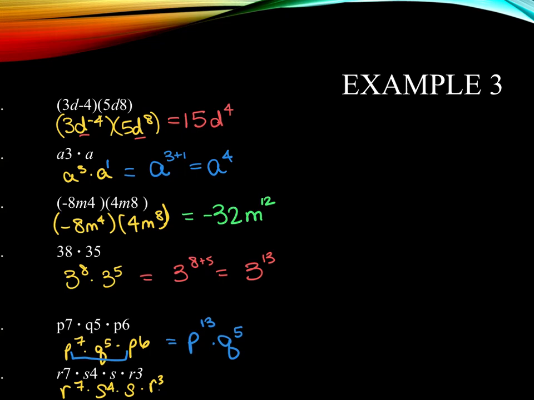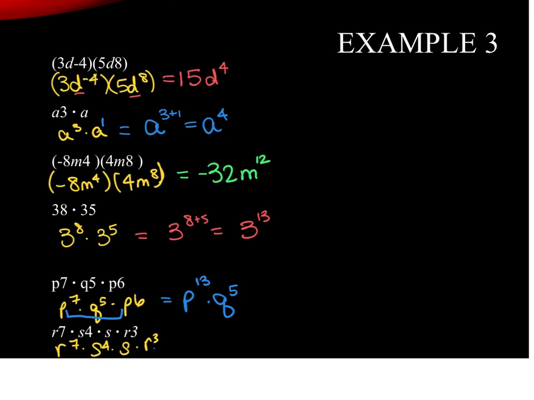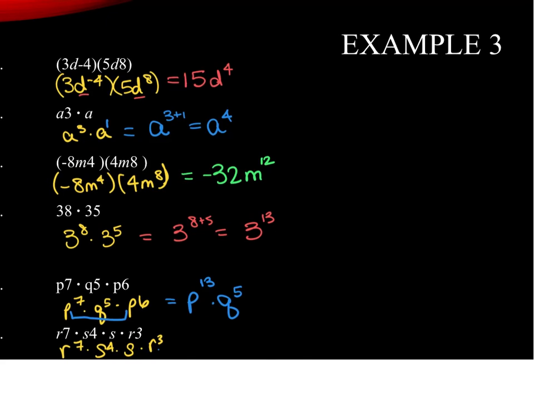And then for the final one here, let's slide everything up just a bit. Okay, and for this final one, I have r to the 7th times s to the 4th times s times r to the 3rd. Whenever I see just a single variable, I'm going to go and put the exponent of 1 in there, and I'm going to collect my like terms. So I end up with r to the 7th times r to the 3rd. That becomes r to the 10th. S to the 4th times s to the 1st is really s to the 5th.